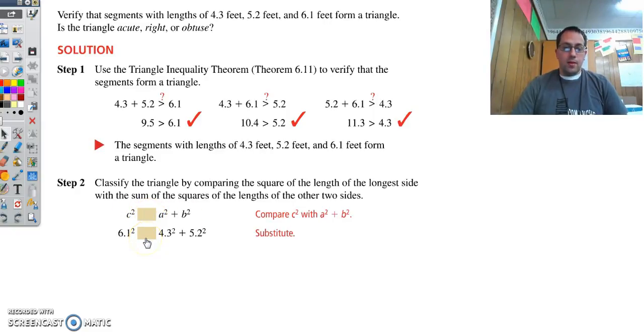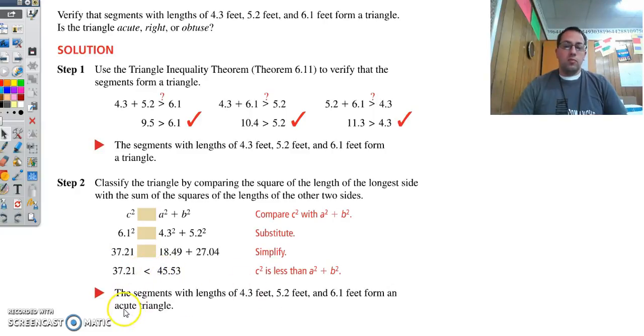Let's see. So we plug it in. We simplify this. Get that. Add those together. And we end up with 37.21 is less than 45.53. So this means our c squared is too short to reach and make this a 90-degree angle. And so it's a smaller angle. It is an acute angle.